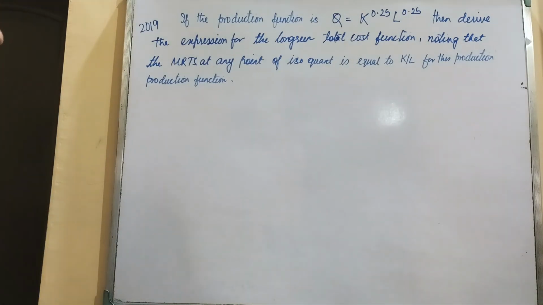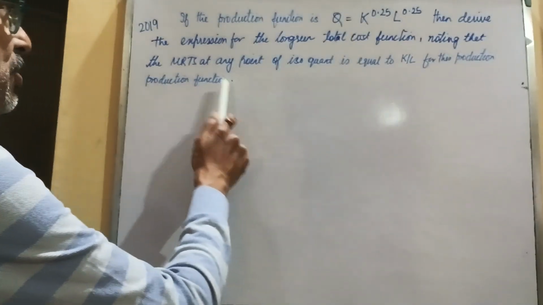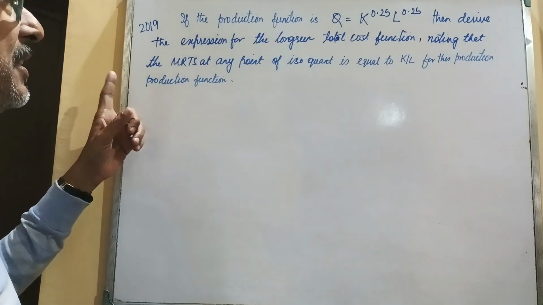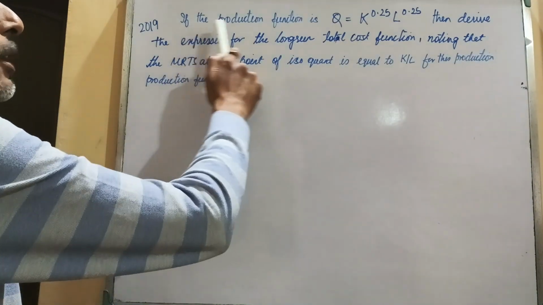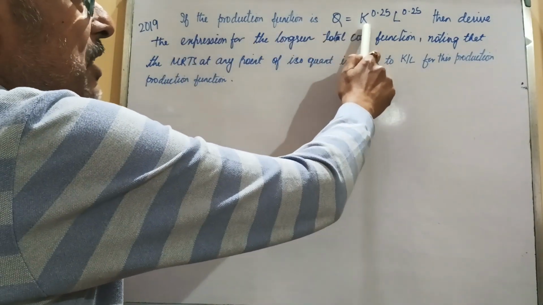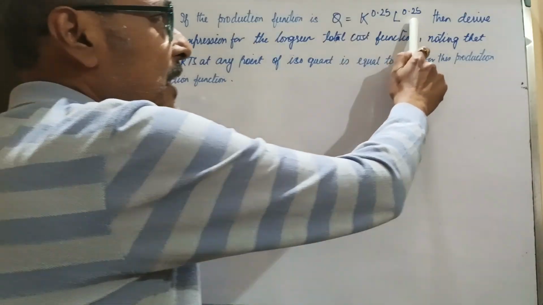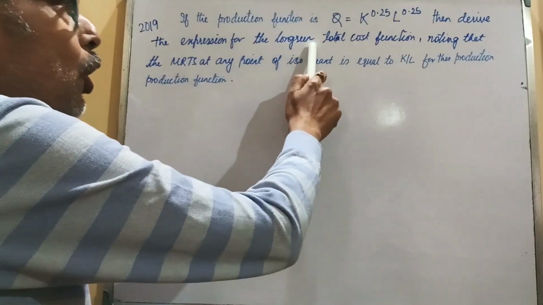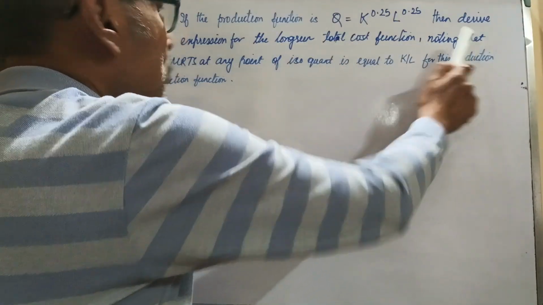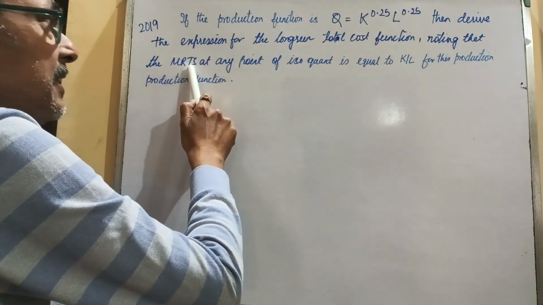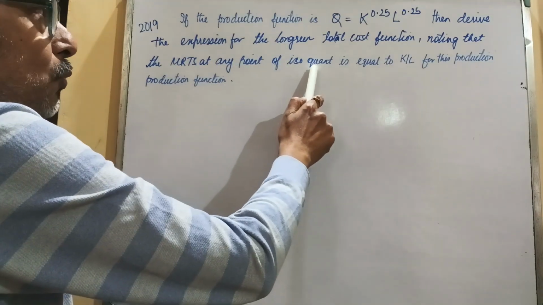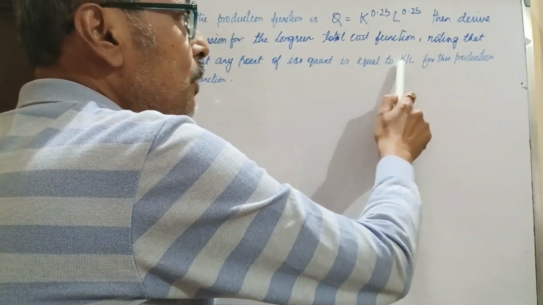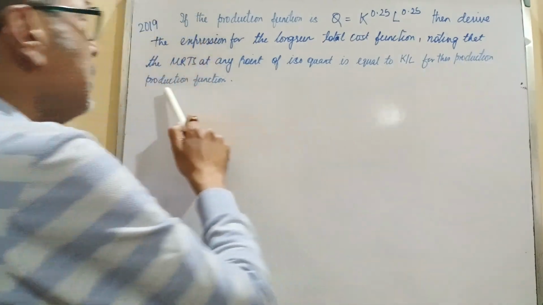Hello, in this video we want to solve this question. This question came in 2019 CU Economics Honours, Calcutta University Economics Honours Semester 3. If the production function is Q equals K to the power 0.25, L to the power 0.25, then derive the expression for the long run total cost function, noting that the MRTS at any point of the isoquant is equal to K by L for this production function.